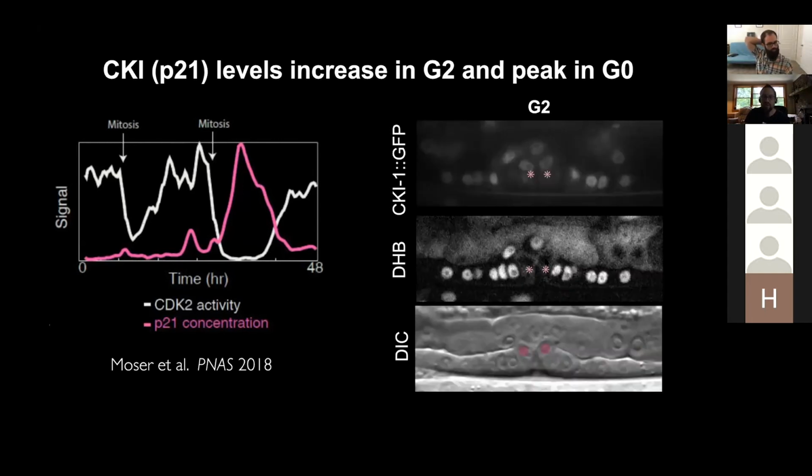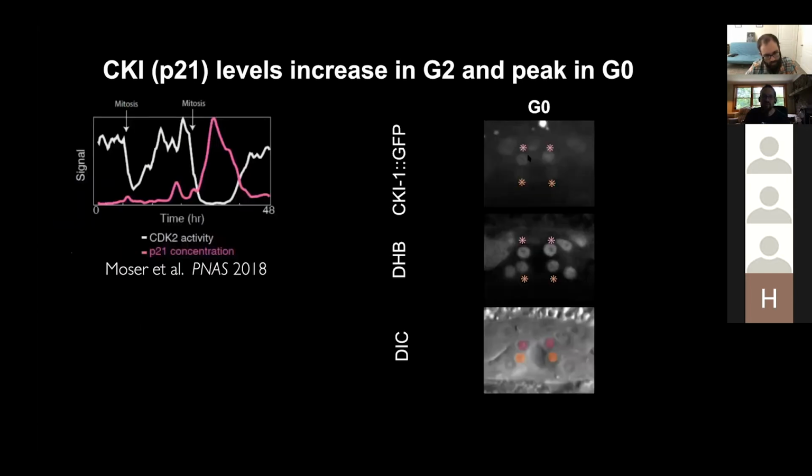And then these guys are going to divide one extra time. Here I'm showing the innermost F cells at their prolonged G2, and you can see they're expressing CKI1 robustly. And then if we look later, here's that terminal division. So there'd be 4 cells on top and 4 cells on bottom. I'm showing you the confocal slice. You can see 4 of those cells, those 4 primary cells, the F and E cells, and they're all in G0 and expressing CKI1 GFP.